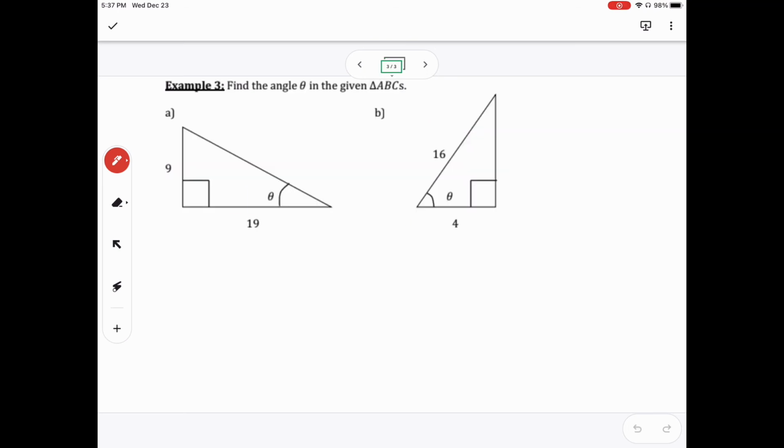For the next examples, we're going to apply these to some right triangles. For letter A, you're given an angle and the opposite side and the adjacent side to that angle. So we'll use tangent to help us find this angle. So tangent of theta is equal to 9/19. We'll take the inverse tangent of both sides to get theta by itself, which gives me inverse tangent of 9 divided by 19. I'll have to plug that into my calculator, which gets me 25.35 degrees.